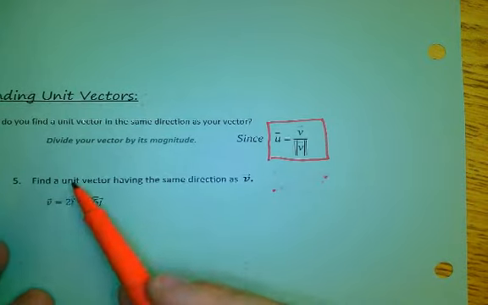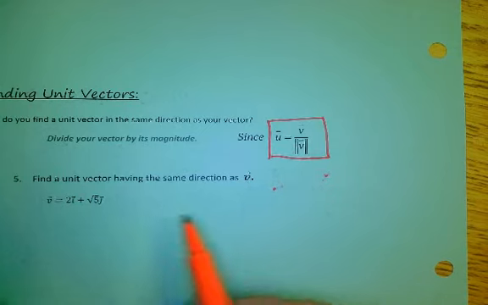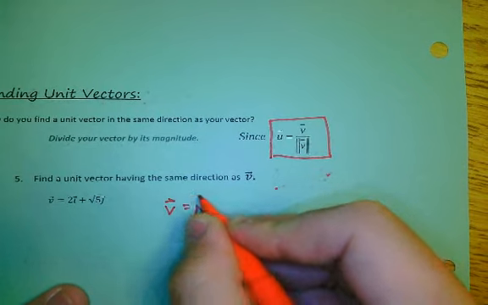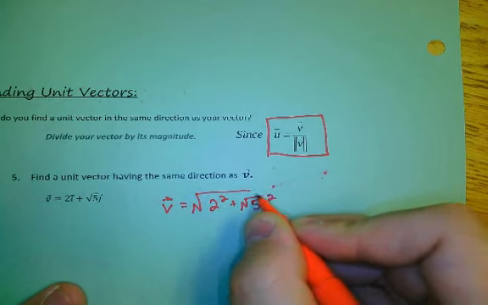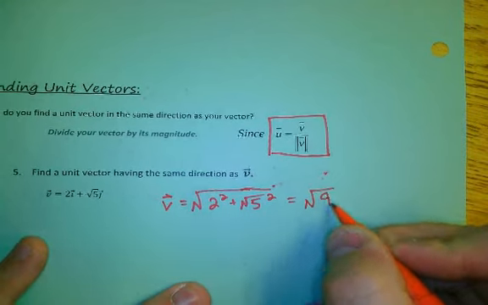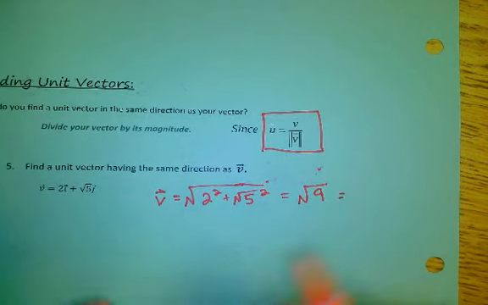So for instance, they want a unit vector having the same direction as v. So I need to find the magnitude and then divide each of those by the magnitude. So what is the magnitude of v here? So 2 squared plus root 5 squared, which is root 9, which is 3.